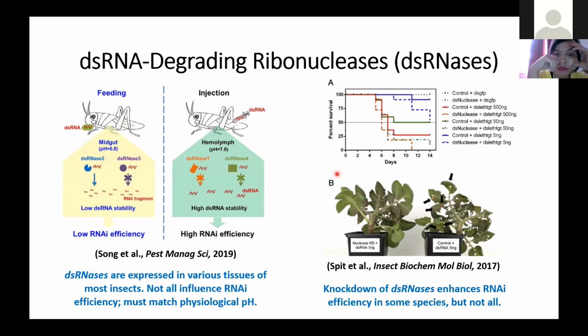Interestingly, when groups have suppressed these double-stranded RNase genes in different species, such as the Colorado potato beetle shown here, they do get enhanced RNAi efficiency, and that can translate into improved plant protection against insect feeding. However, this isn't the case for all insects. In the case of the desert locust, suppressing the nucleases did not enhance RNAi efficiency.